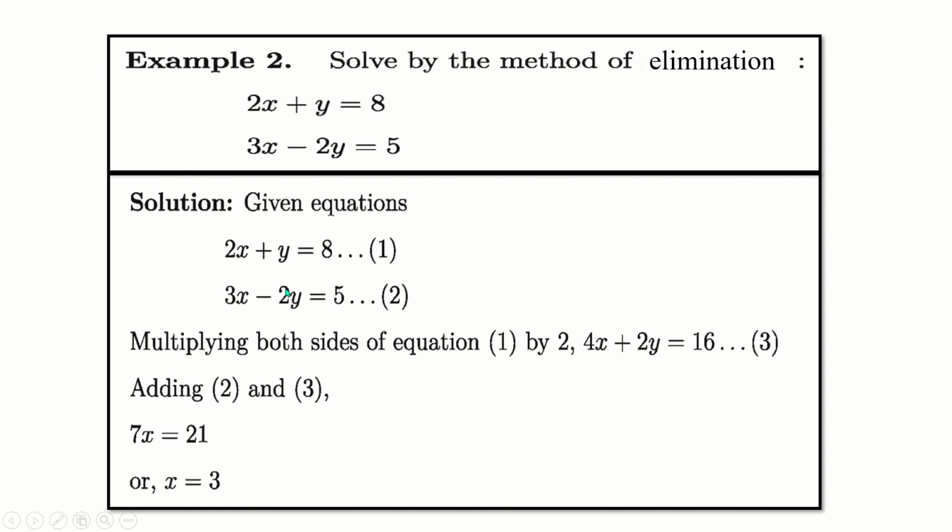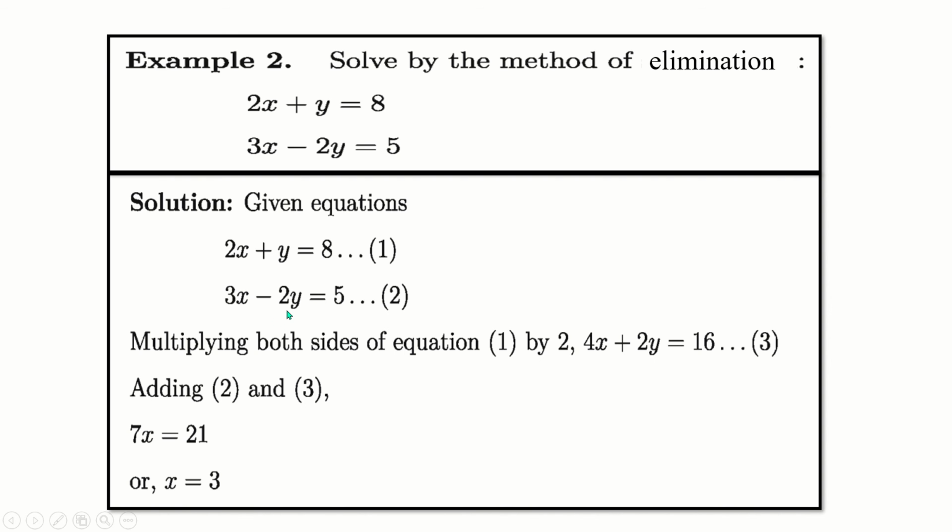As here is plus and here is minus, so we have to add the new equation, that means 3 with 2. Because here is plus and here is minus, so this and this will cut. As a result we have to add 2 and 3. As a result this cuts, and here will be 7x, the right side will be 21, therefore x is equal to 3.